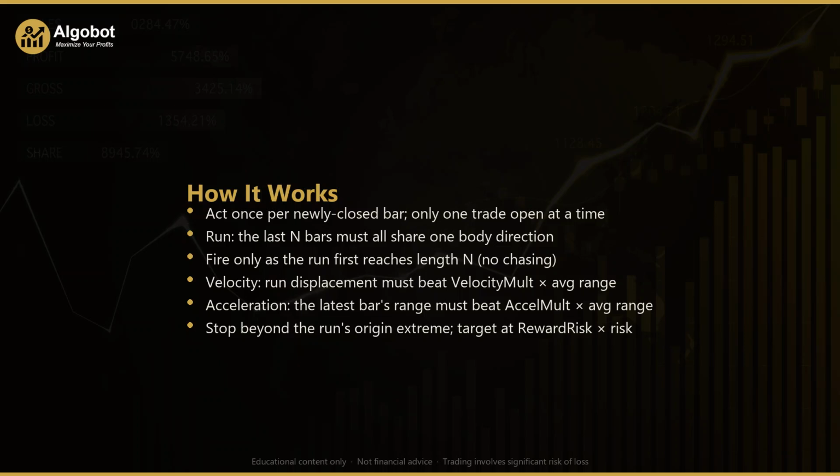The third gate is acceleration. The most recent bar's range must still exceed the average range times the acceleration setting. If the latest candle is shrinking, the thrust is fading, and the signal detects no entry.